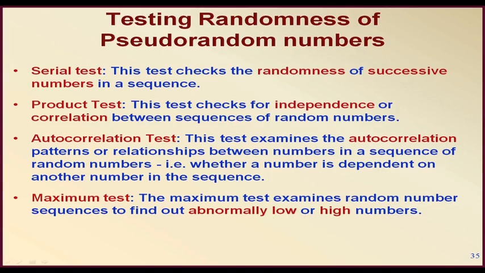The fourth one is the serial test. This test checks randomness of successive numbers in a sequence. So, very simple. The product test checks for independence or correlation between sequences of random numbers, right. An autocorrelation test examines the autocorrelation patterns or relationships between numbers in a sequence of random numbers, that is, whether a number is dependent on another number in the sequence. Finally, the maximum test examines a random number sequence to find abnormally low or high numbers, right.